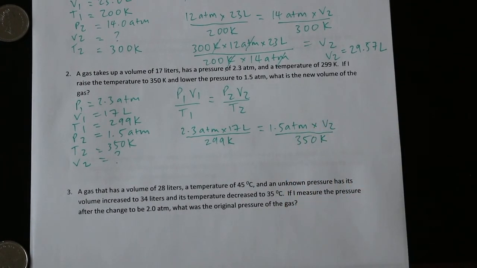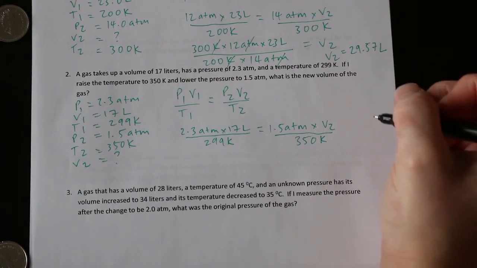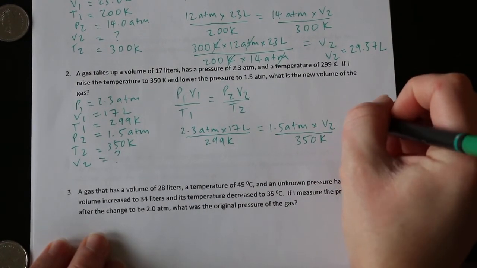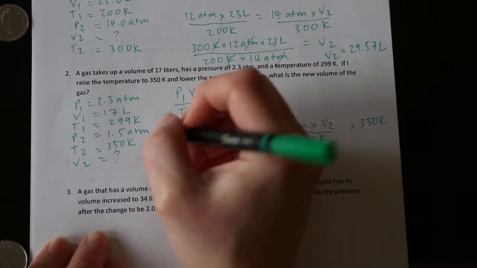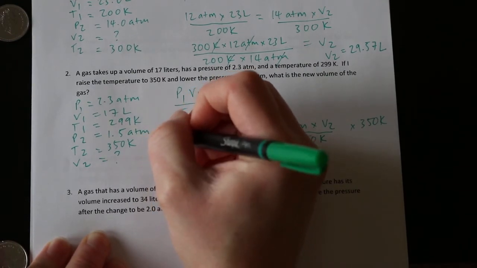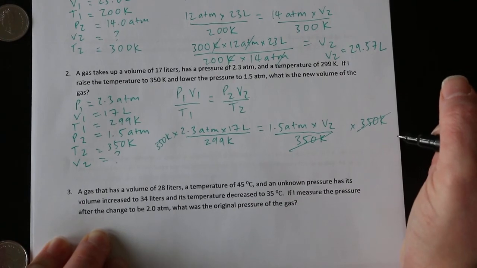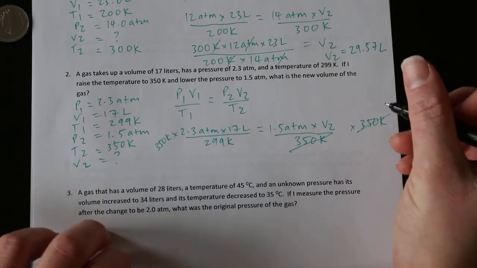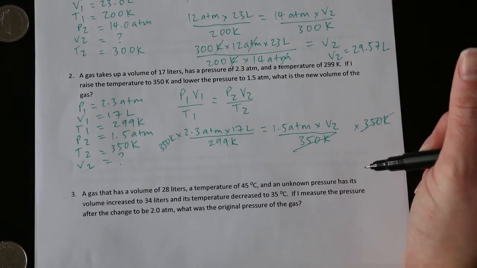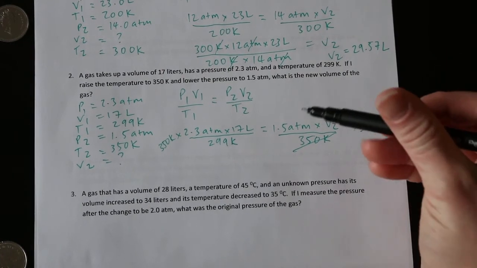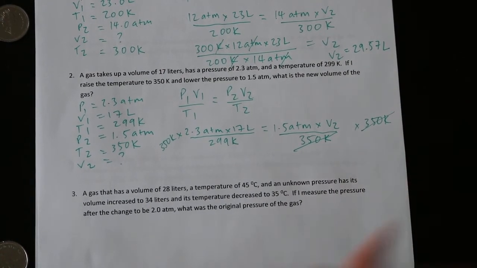Again, if you want to do the math all in one step, you can, but I'm going to show it step by step this time. So you're going to get V2 by itself. We're first going to multiply both sides by 350 Kelvin. So 350 Kelvin cancels with that. And then we're going to divide each side by 1.5 atmospheres as well, but we'll show that in the second step.